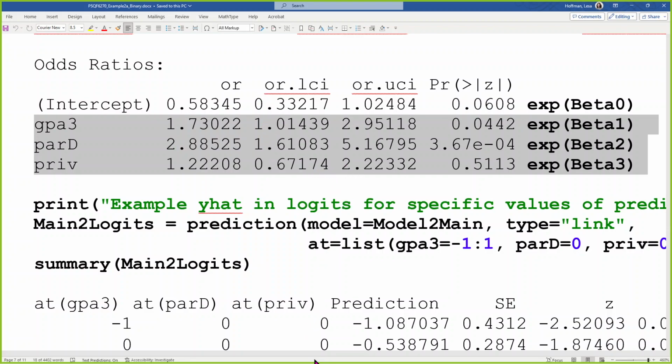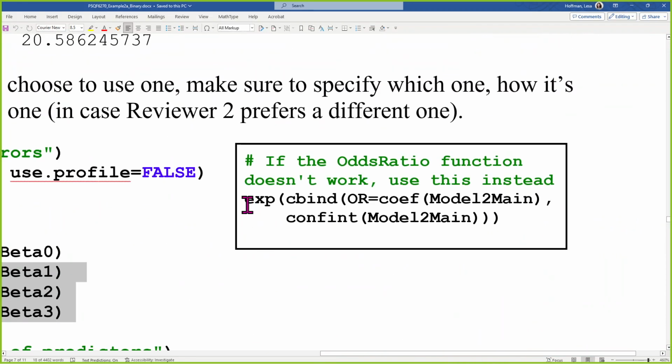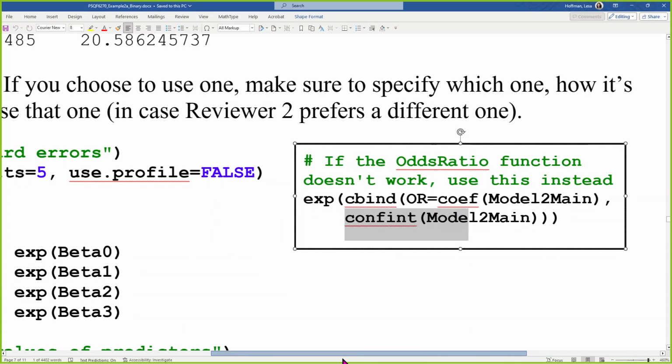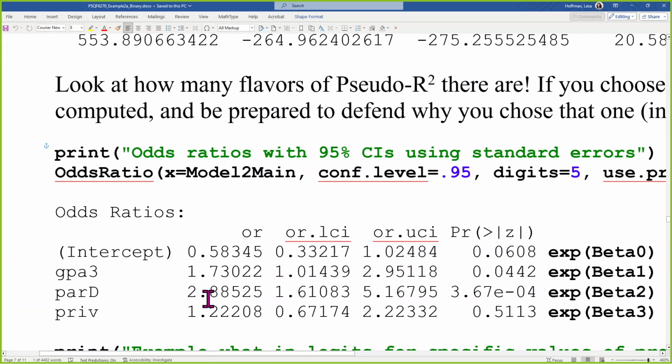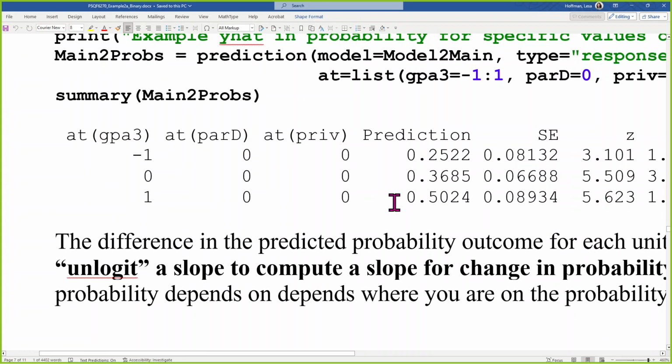If this function doesn't work, here's another way you can do it. Literally just be like, hey, e to that, go. So then I created a column called OR myself out of the coefficients that were saved and added confidence intervals myself. E to the that. All right. Examples of prediction: differences in logits correspond to constant differences via the slope, differences in probability do not.